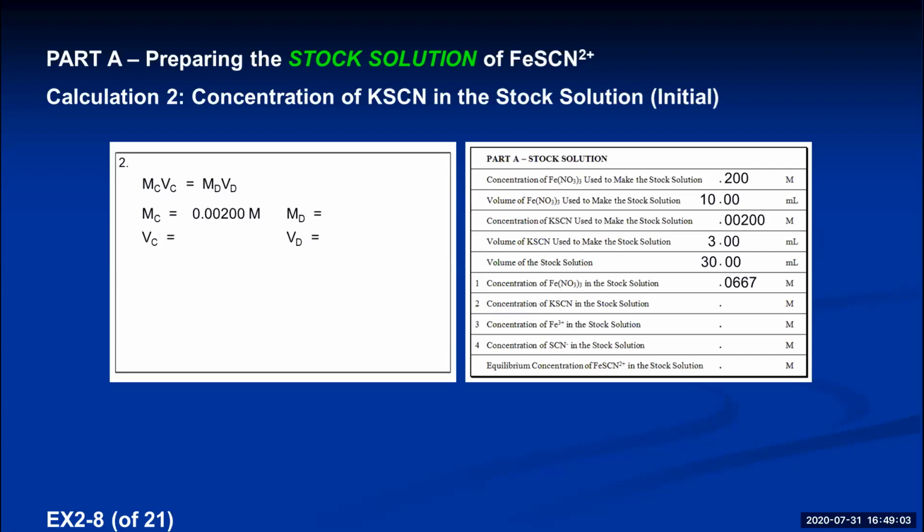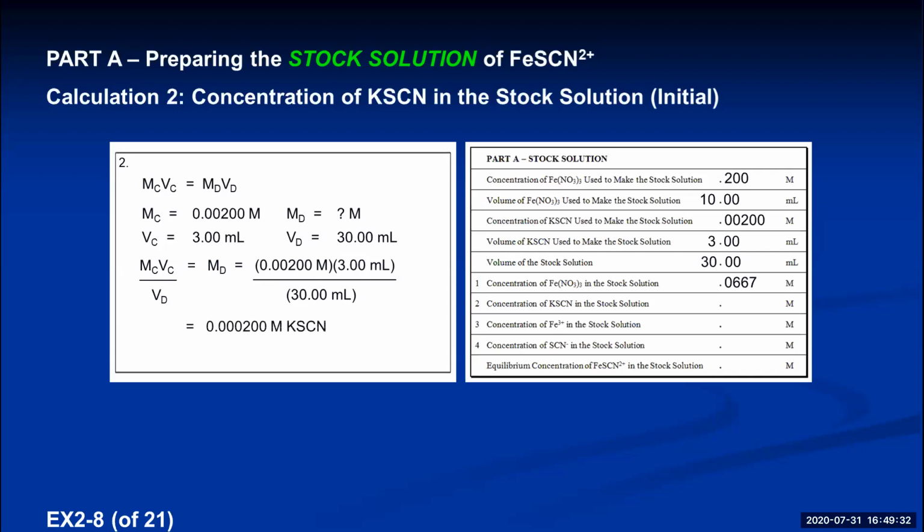How much of it are we using? We're using 3.00 milliliters. We want to find out what its diluted molarity is going to be, and the final volume is going to be whatever the 3 milliliters are when you mix it with 10 and 17, which is going to be 30. So the final volume is going to be 30. So solving for the molarity of the diluted solution in the same fashion as we did before, we go 0.00200 molar, multiplied by 3.00 milliliters, divided by 30.00 milliliters, and that gives us a molarity of the potassium thiocyanate of 0.000200 molar, and we enter that into the data table.